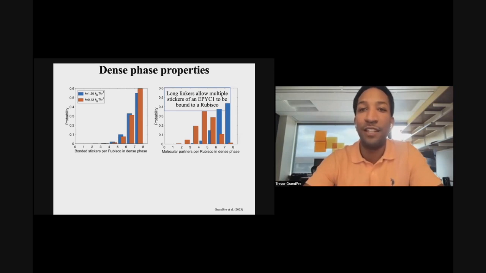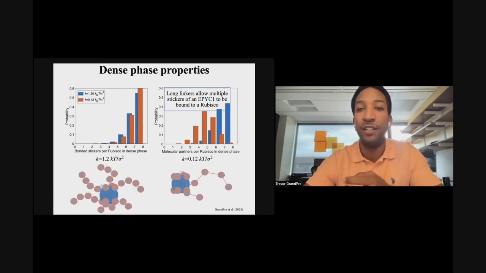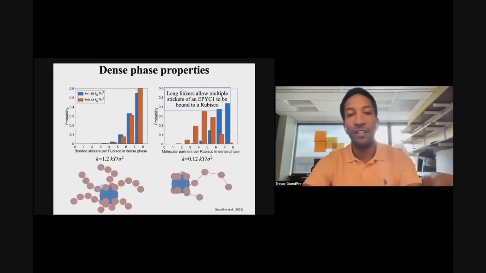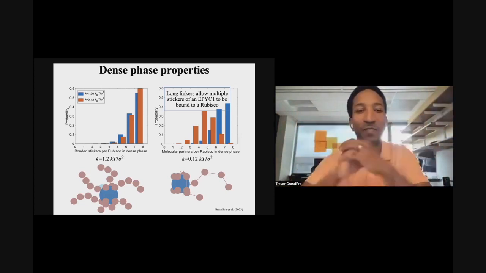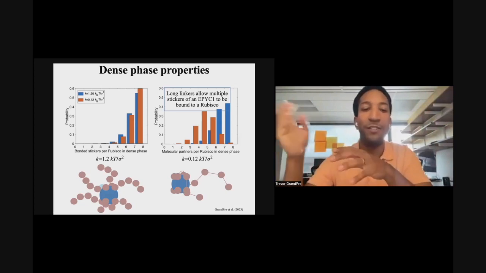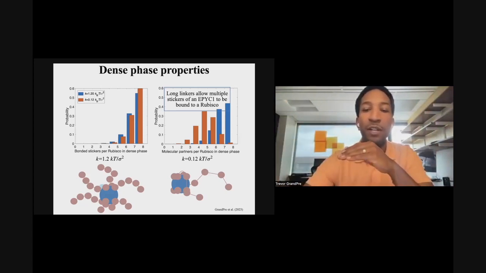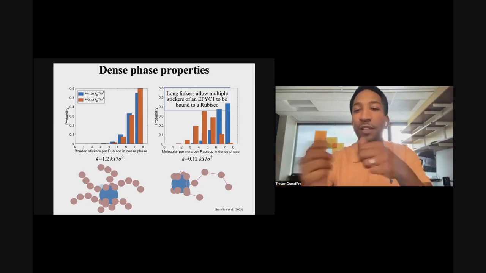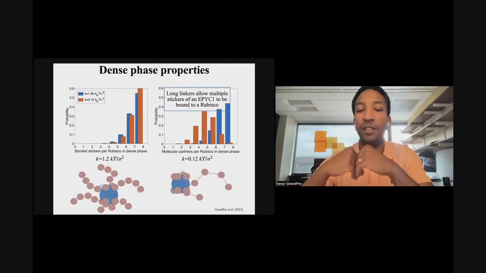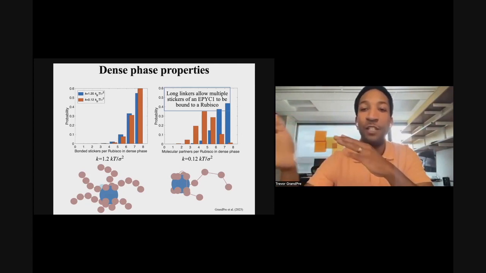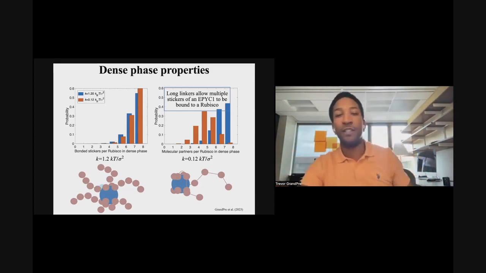So this gives us the idea that long linkers allow multiple stickers of an EPYC1 to be bound to a single Rubisco. You have these two pictures: on the left is the short linkers, where you almost have a hairball image, where almost every sticker of Rubisco has its own EPYC1. But on the right, the picture of the long linkers, you see that in the dense phase, Rubisco is almost fully bound by a smaller number of EPYC1s. Now I also want to look at the dilute phase.